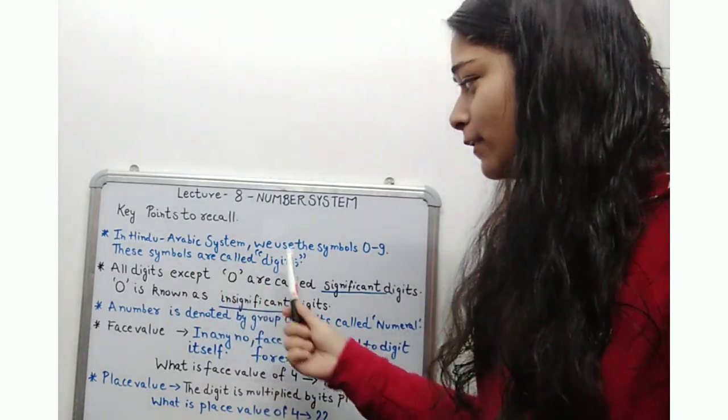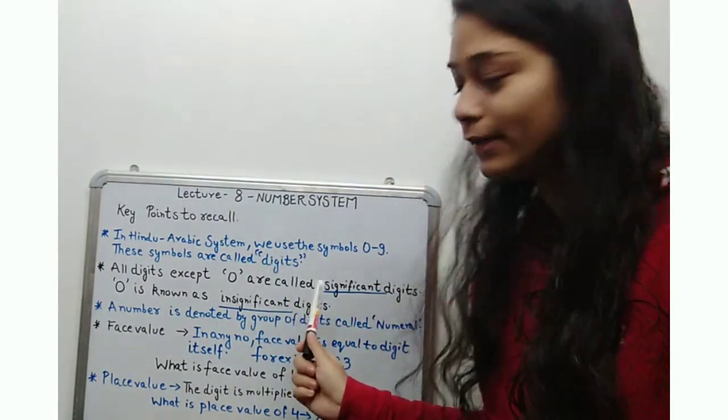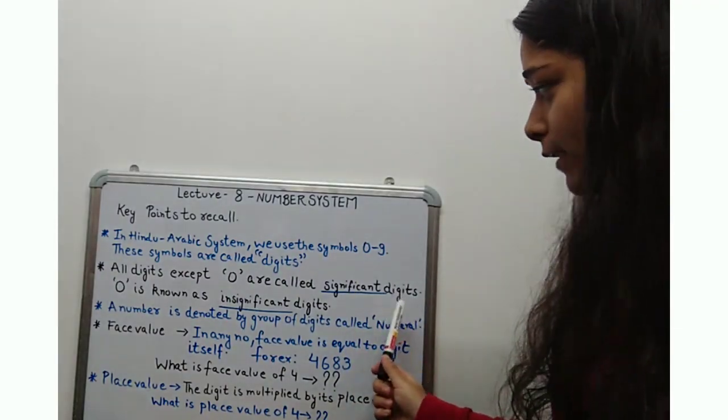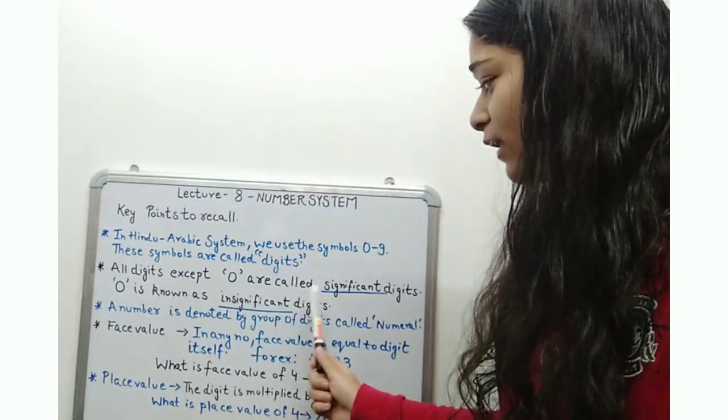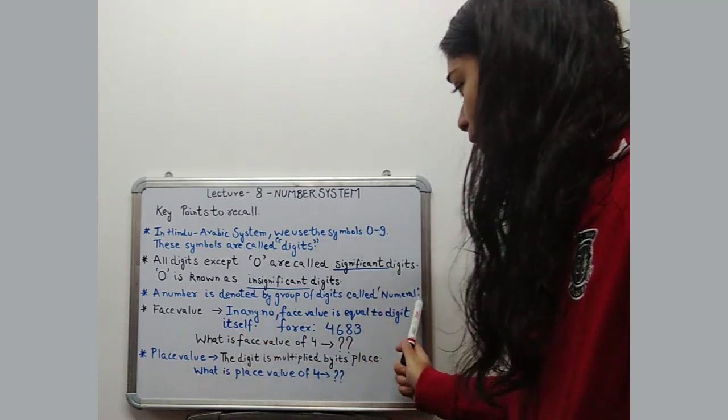In the Hindu-Arabic system, we use the symbols 0 to 9. These symbols are called digits. All digits except 0 are called significant digits. 0 is known as the insignificant digit. A number is denoted by a group of digits called a numeral.